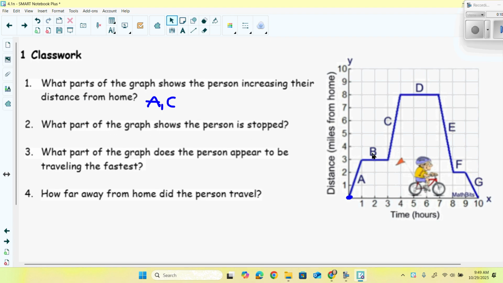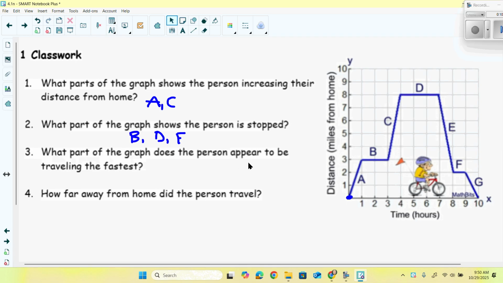Well, if they stop, they are not getting any further away or closer to home. So these flat lines have a zero rate of change. You're not getting further or closer. So B, D, and F are all situations where the person has stopped or at least is not getting closer or further.